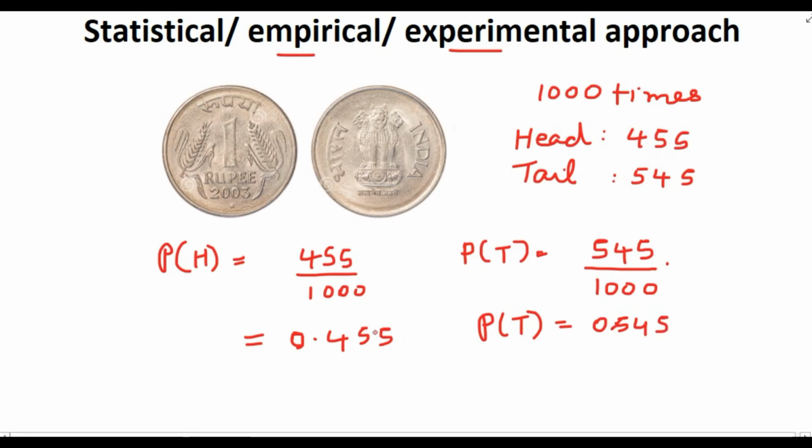But if I toss the same coin 5000 times, maybe I can get the probability of getting the head as 0.5 and the probability of getting the tail also 0.5. So, as the number of tosses increases, the experimental probability of getting a head or a tail seems to be settling down around the number 0.5, which is what we call the theoretical probability of getting a head or a tail.